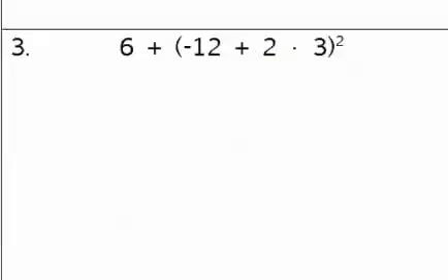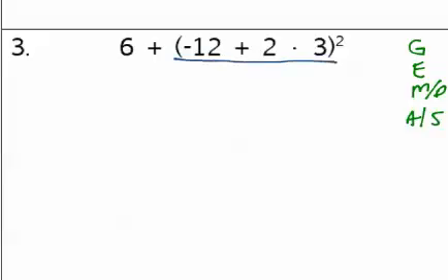Alrighty, next we have 6 plus parentheses negative 12 plus 2 times 3 squared. Write my order on the side. Okay, so in this we see that we have a lot of things going on in our grouping. Okay, so I'm going to definitely isolate what's going on in the grouping first. So I have 6 plus negative 12 plus 2 times 3.